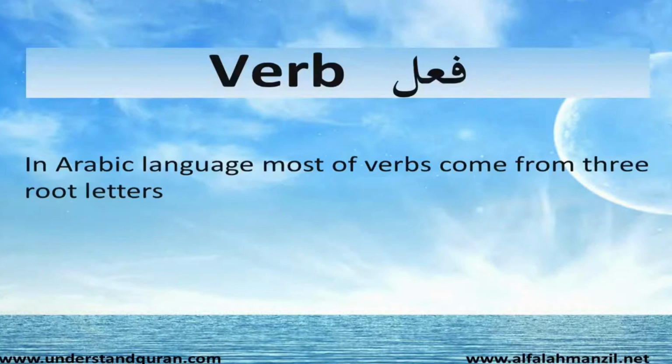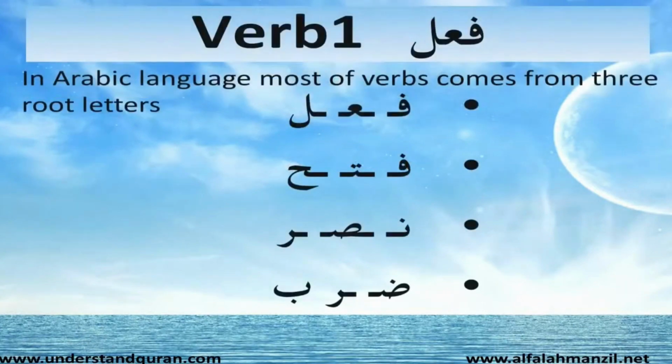In Arabic we call them madda. What do we call them? Madda. Okay? So these root letters are something like this. This is letter fa, ain, lam. Fa, ta, ha. Noon, sad, ra. Dad, ra, ba. Each of these are words. These are verbs. But how many letters do they have? Each one of them has how many letters? 3.